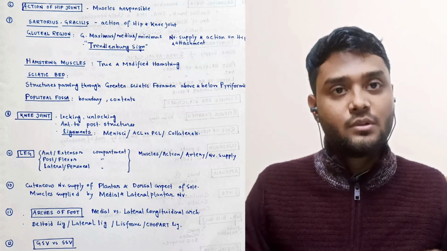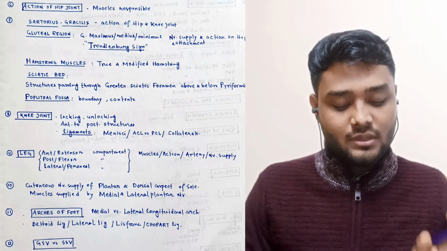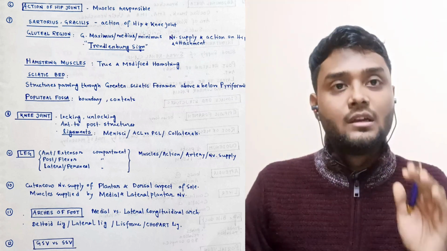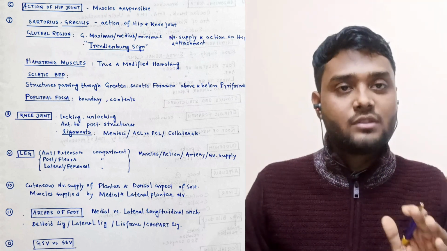Then arches of the foot, medial and lateral longitudinal arch. What are the deltoid ligament, lateral ligament, Lisfranc and the Chopart ligament? Read it. Then the course of the great saphenous vein and the short saphenous vein.